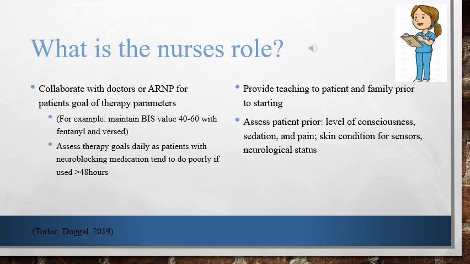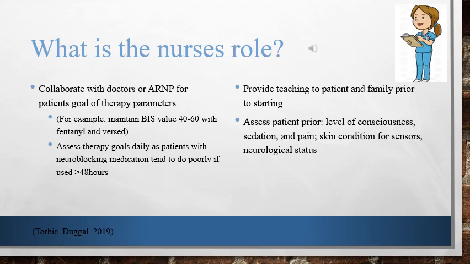What is the nurse's role? Well, your role is going to be to collaborate with your doctors, your nurse practitioner, or your PA to set up goals for therapy. So here at North Florida, we've seen on the MAR for fentanyl and Versed, it'll say titrate to a BIS value of 40 to 60. So you're going to need to know which end is the bad end to be on, which end is the good end to be on, where should I keep my patient in the middle, and effectively titrate those drugs.